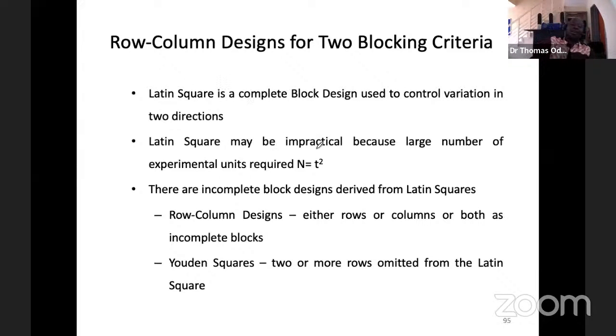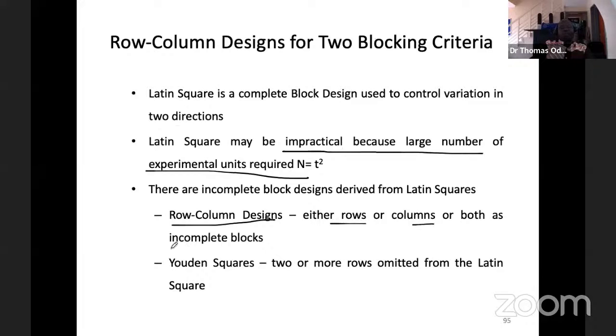But we looked at a situation where sometimes this becomes impractical because of the large number of experimental units that is required. So if you have 10 treatments, you need 100 experimental units. If you have 20 treatments, you need 400 experimental units. So what happened is that we can decide to go for what we call a row column design, where either the rows or the columns or both are incomplete.